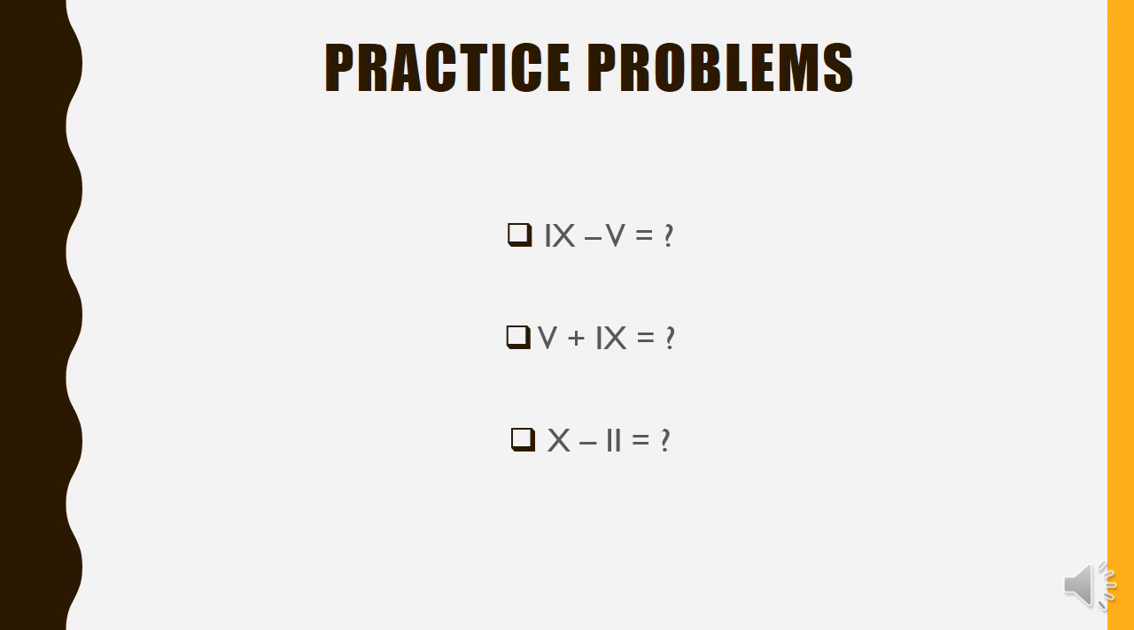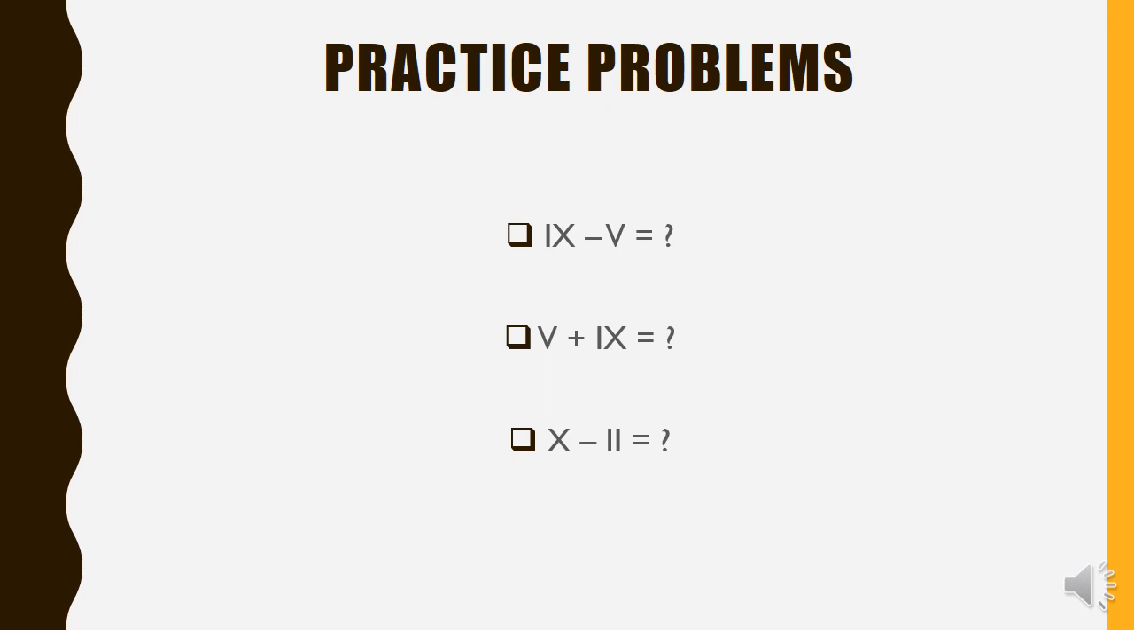The first one is IX. IX denotes what? 9. And V denotes 5. Very good. You just have to tell me what is 9 minus 5. And the result that you get out of it will be a number. But you have to write it in Roman numbers. Can you do it?